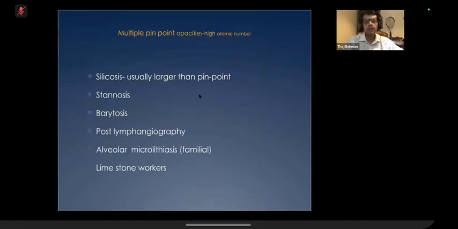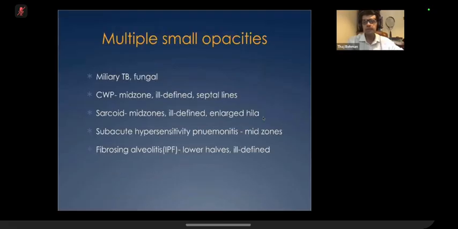Now, multiple pinpoint opacities are seen in all these conditions that cause metallic deposits in the lung, such as silicosis, stannosis, barytosis, post-lymphangiography, and alveolar microlithiasis. And I'm not sure about limestone workers, I don't know if we have that condition here at all. So multiple small opacities are miliary TB, fungal infections, CWP, sarcoid, subacute hypersensitivity pneumonitis, and fibrosing alveolitis, which is cryptogenic fibrosing alveolitis.